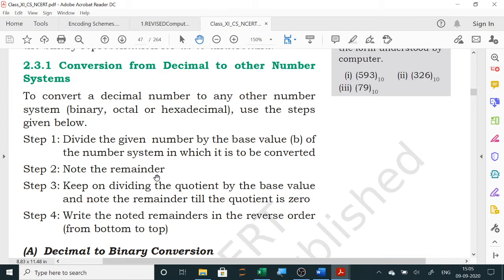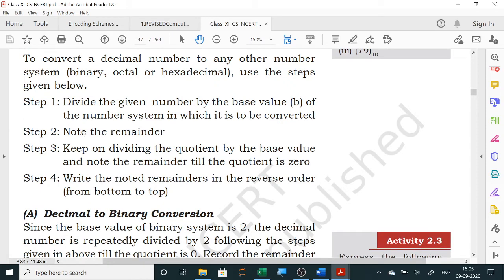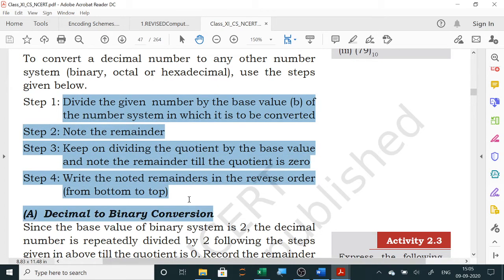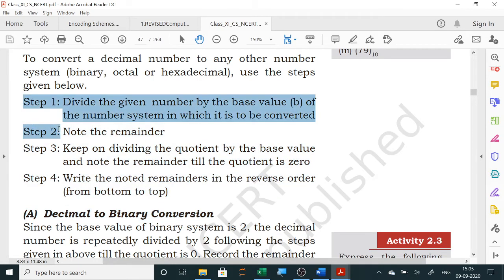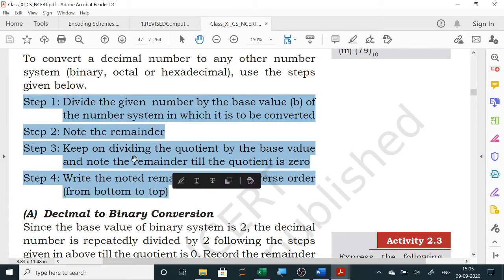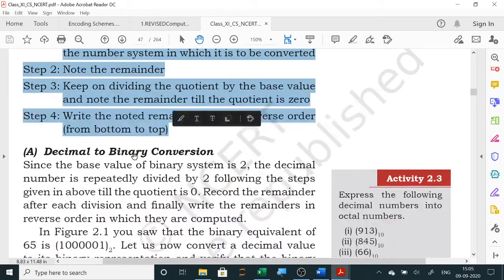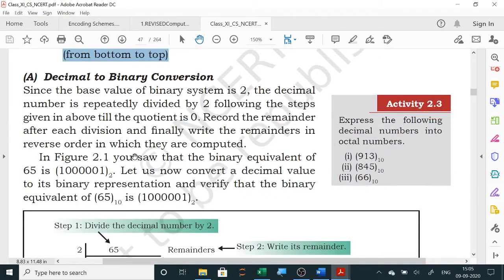Now we will note down all the remainders. Keep on dividing the quotient by the base value and note the remainder till the quotient is 0. So till your quotient becomes 0, we will keep on dividing it. Write the noted remainders in the reverse order, that is from bottom to top. So these 4 steps are the most important part. Any decimal number can be converted into any other number system using these 4 steps.